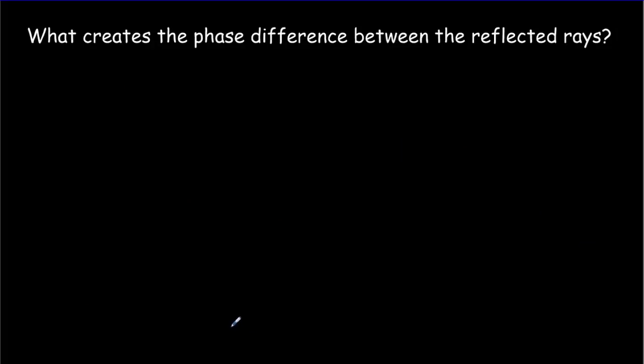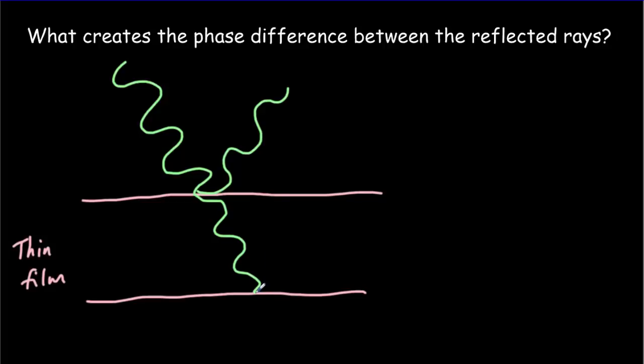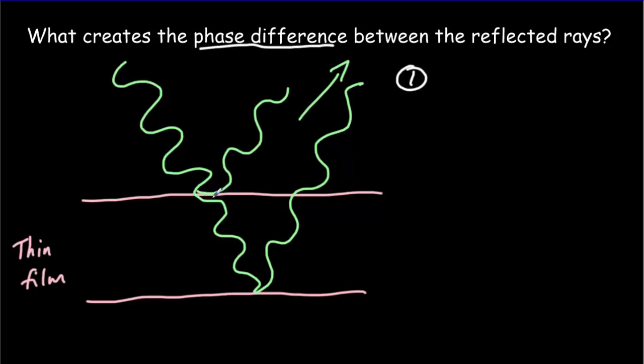So now we need to think about, well, what creates the phase difference between the reflected rays? So let's imagine here's our thin film. The incident ray comes in, some of it gets transmitted, and some of it gets reflected. And some of this ray will also get reflected. These two are going to interfere. So the first thing that's going to create this phase difference is just the fact that this ray here is traveling an extra distance. It has to travel the thickness of the plate, and then it has to travel back again the thickness of the plate. So the first contributor to this phase difference is this extra distance traveled by this reflected ray.